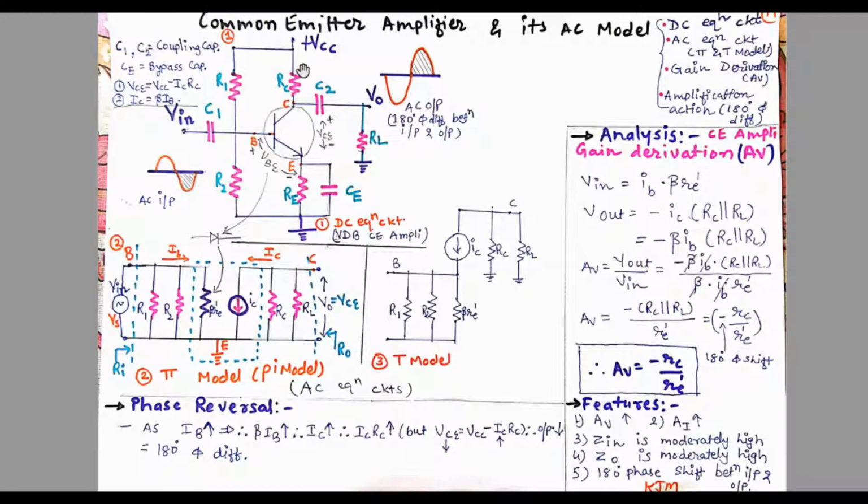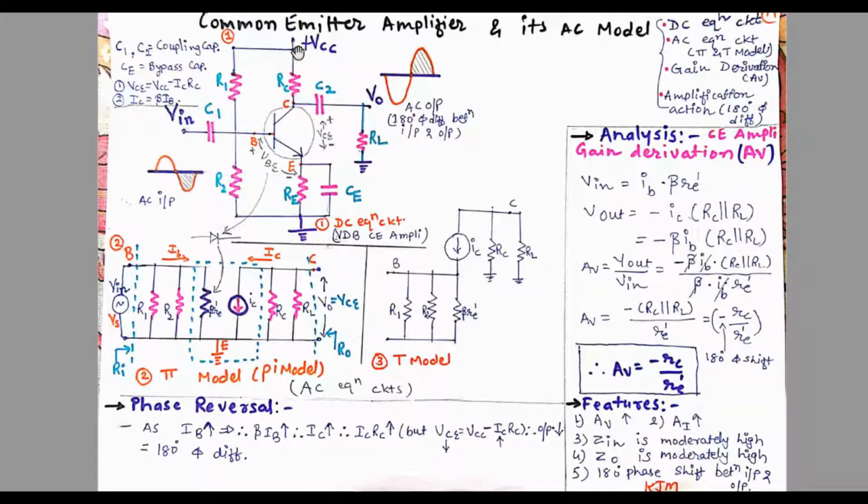Again I am repeating. Just we have considered and assumed the VBE, that is diode, that is transistor approximation, and it is denoted by beta re dash. Similarly, two input resistances R1 and R2 are connected in parallel with beta re dash, and source input voltage is applied here. Similarly, right hand side assumed model is nothing but the output DC equivalent circuit.